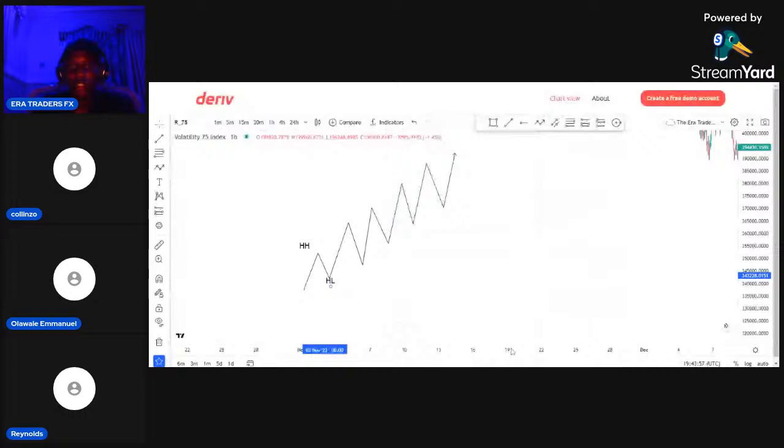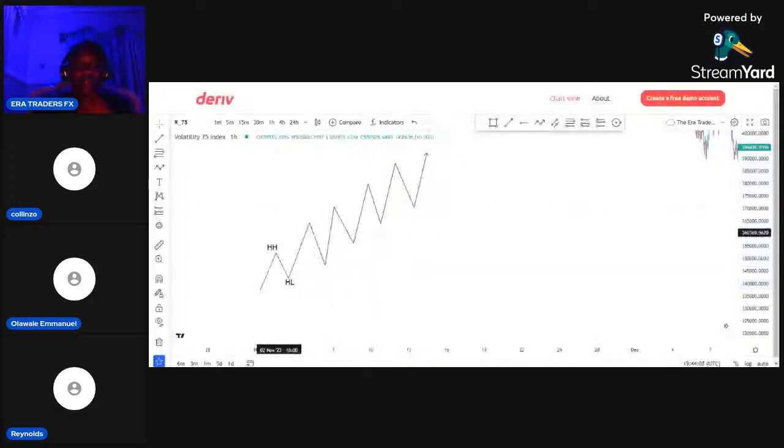This is one of the foundations. Please, you need to take note of this. So you can see it. The market keeps on forming higher high, higher low. Why do we say higher high? This high is higher than the previous high. This low is higher than the previous low. Do we get that?